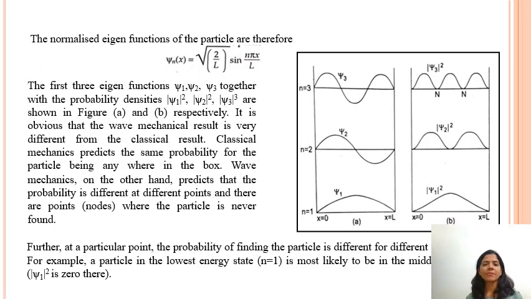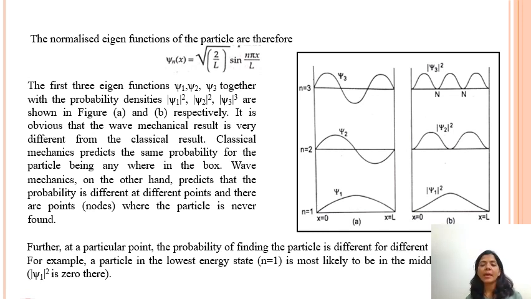The normalized eigenfunction of the particle is therefore psi(x) equal to under root 2 upon L sin(n pi x upon L). The first three eigenfunctions psi 1, psi 2 and psi 3, together with the probability densities mod psi 1 square, mod psi 2 square and mod psi 3 square, are shown in figure A and figure B. It is obvious that the wave mechanical result is very different from the classical result.